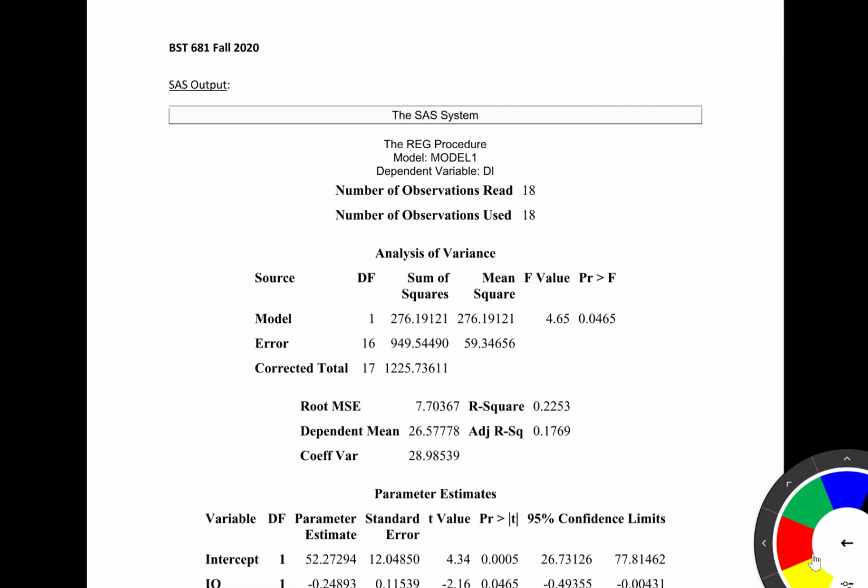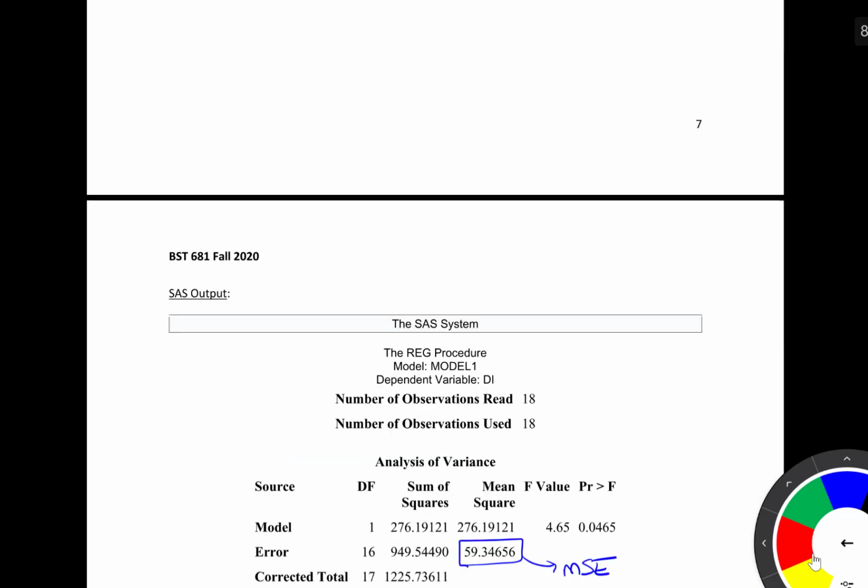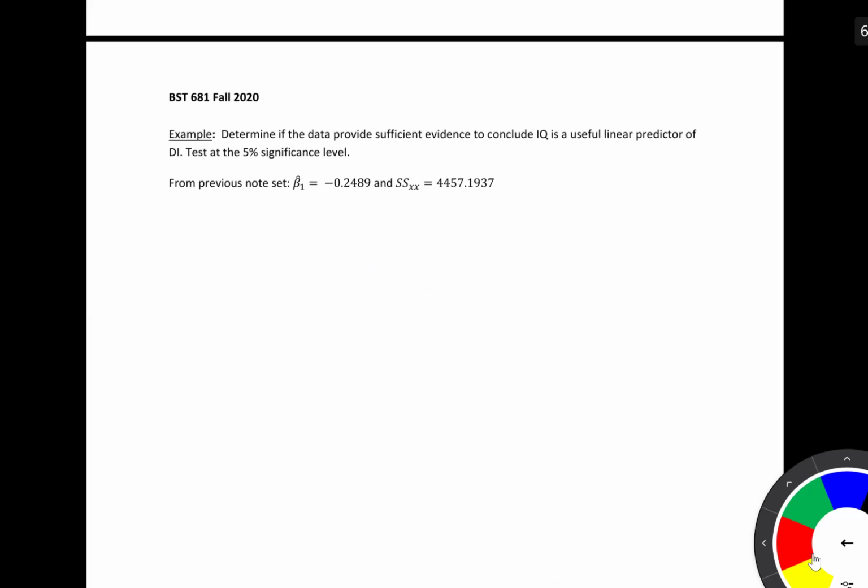Next on page 8, we have the SAS output. Now the SAS output is actually going to give us both the root MSE and the MSE. So the root MSE is located right here, and then the MSE is located right here. So we get both of those pieces of information in the SAS output. Okay, going back up.